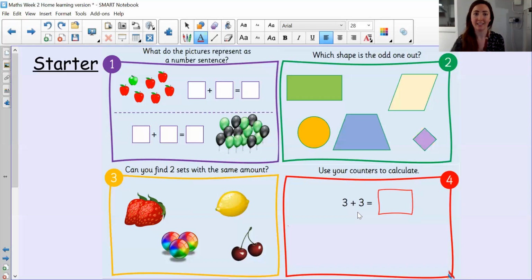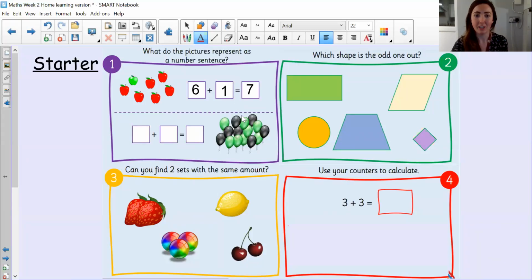Okay, let's go through those answers then. So looking at the picture of the apples, what does this picture represent as a number sentence? It represents six add 1 equals 7. Well done if you got that right. 6 red apples add 1 green apple equals 7 apples altogether.